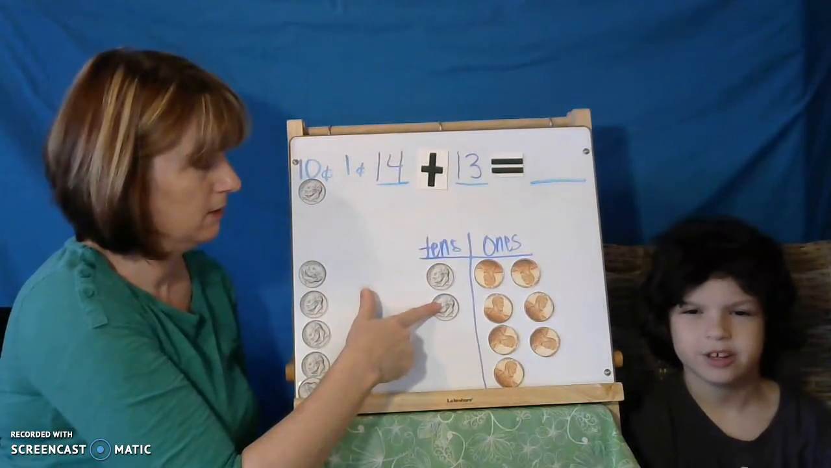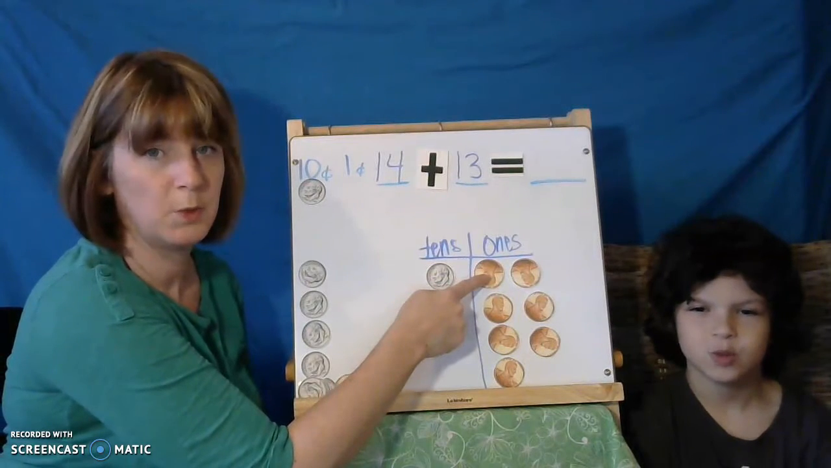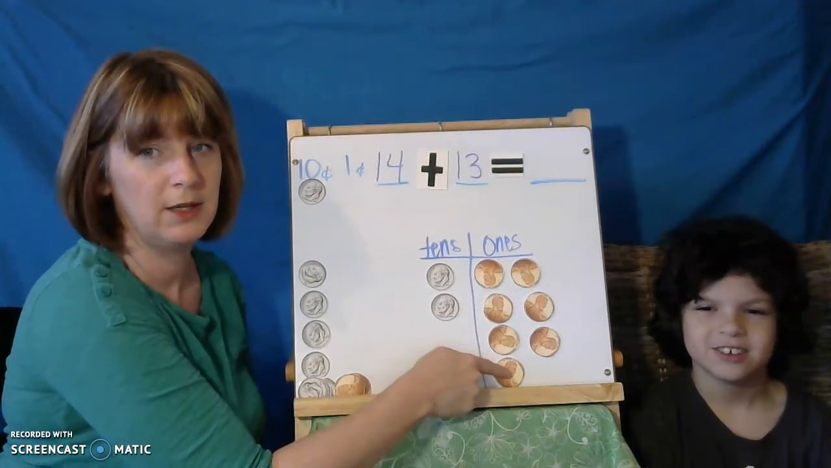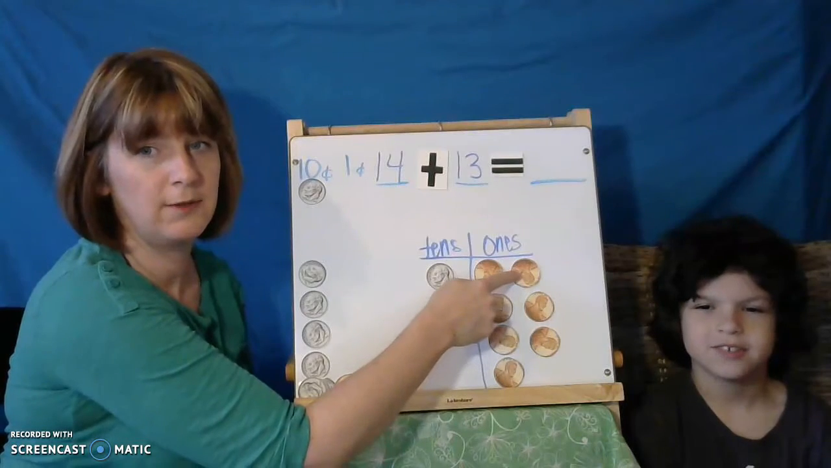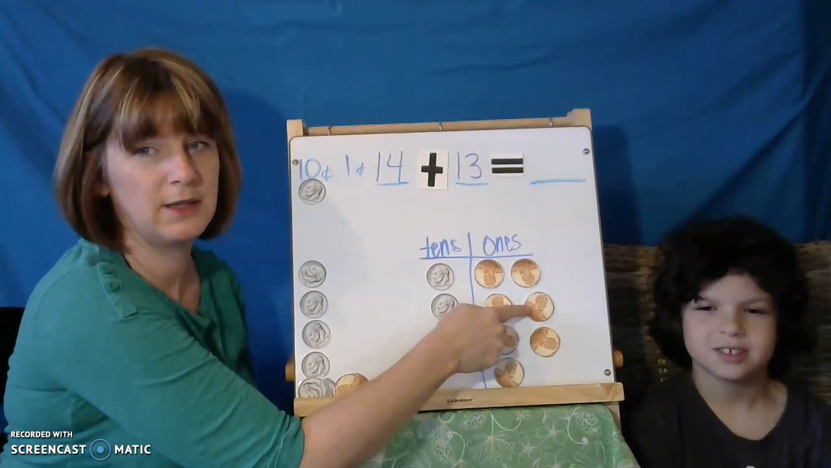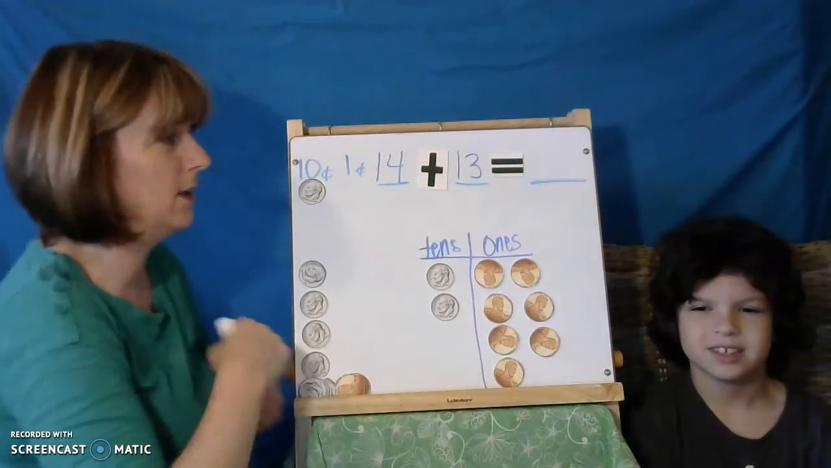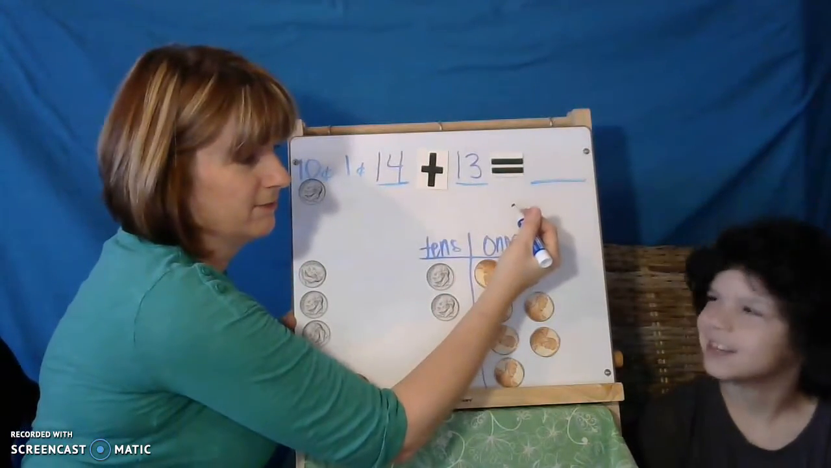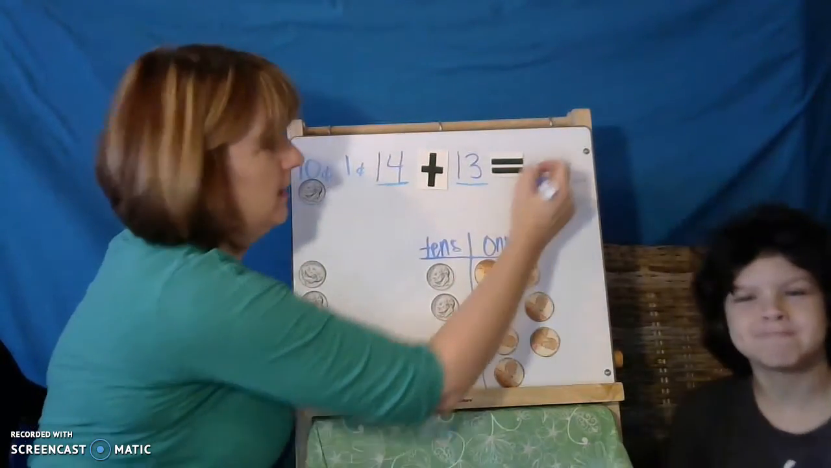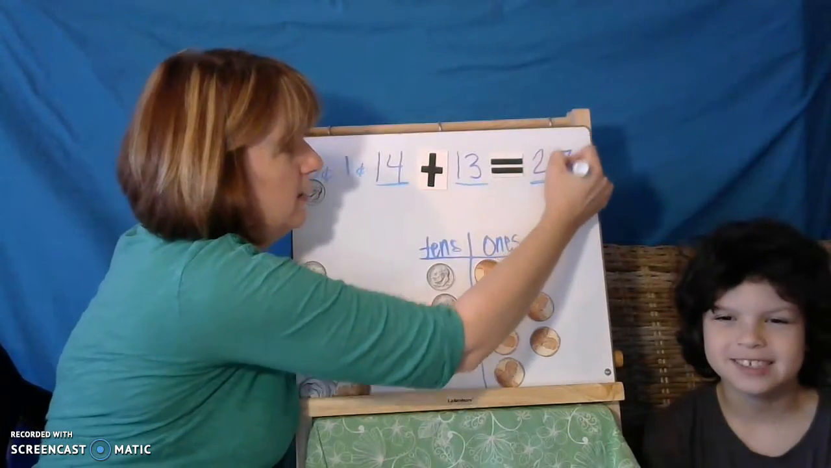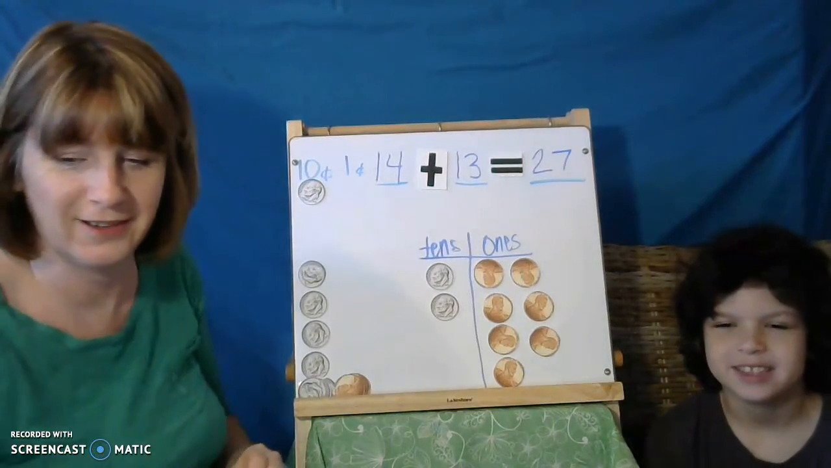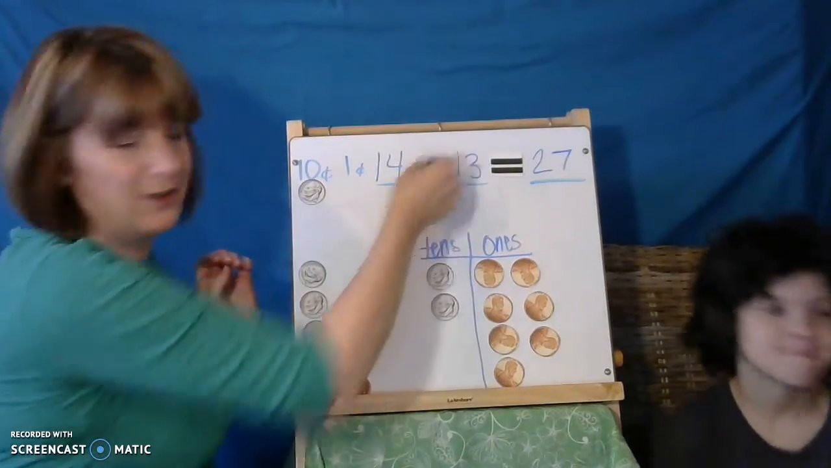10, 20, 21, 22, 23, 24, 25, 26, 27. And what two numbers make up 27? Yes, a 2 and a 7. 27. Okay, let's start over.